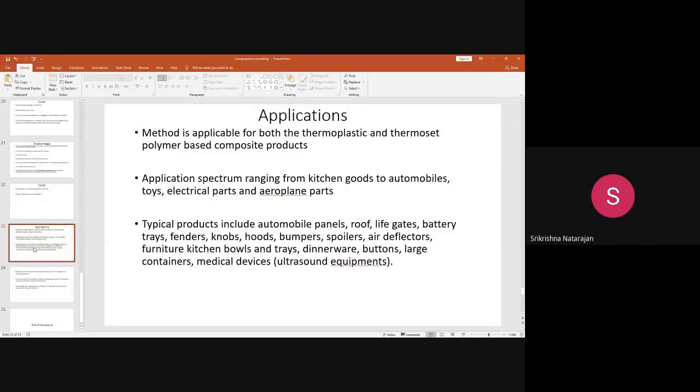Kitchen bowls, furniture, dinnerware can be made, and buttons. If you observe the buttons in your garment, those are all actually compression molded. Large containers can be made, and medical devices like ultrasound equipment, if you have seen in the hospitals, are actually compression molded. There are multiple applications possible. Even the switchboards which you see in the home are all actually compression molded.